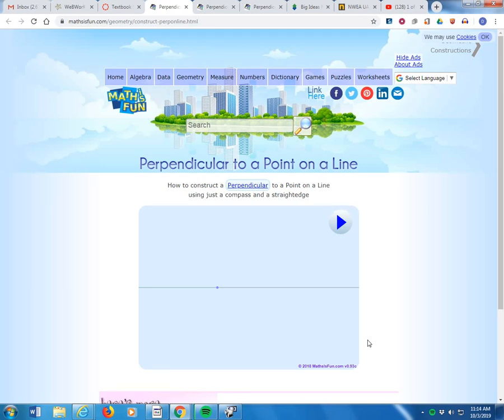Okay, so draw it like that. Draw a line and put a point somewhere on it. Everybody there? Anywhere on it. Now we're going to work on drawing a line perpendicular to that line that goes through that point.